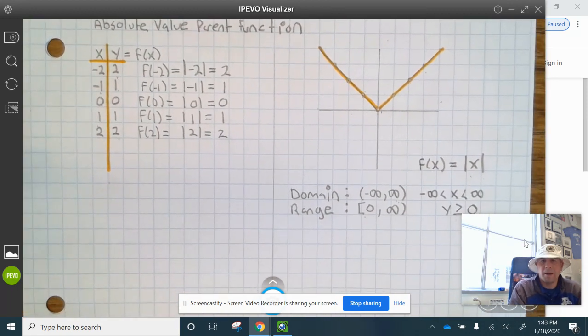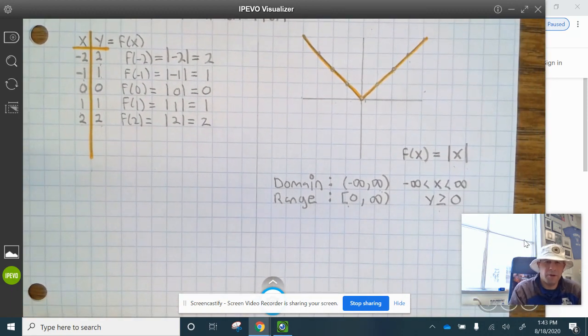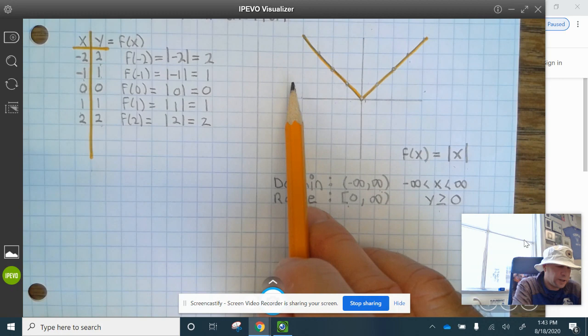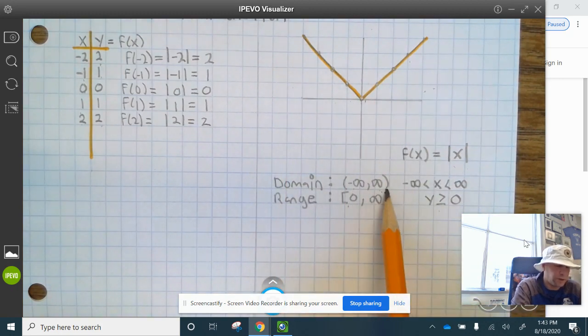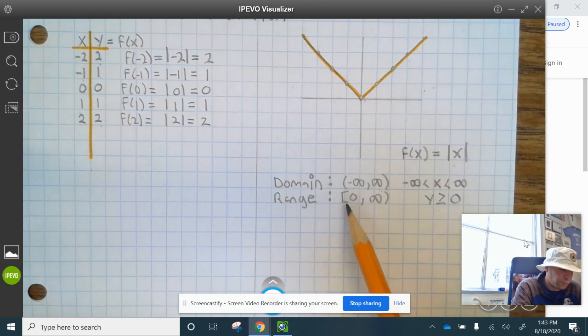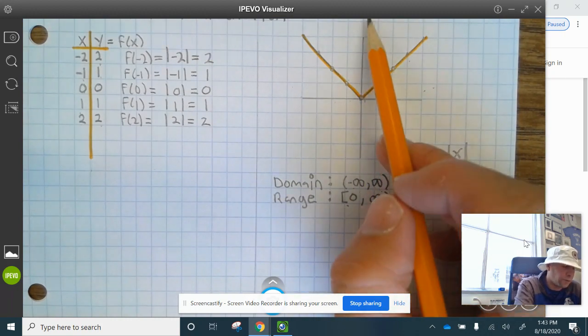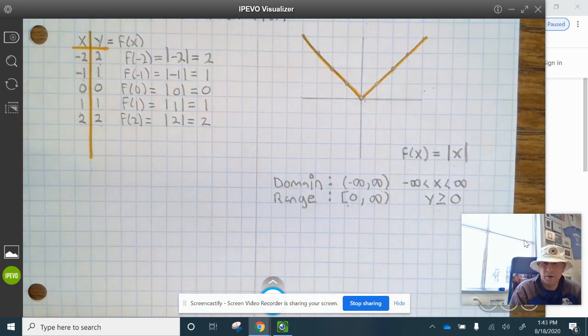Now, the domain is going infinitely in the negative direction and the positive direction from left to right, so the domain is -infinity to positive infinity. The range starts at 0, so it's bracket 0 included, and it's going to infinity. So bracket 0 to infinity. And then I've also included the inequality notation for the domain and range. All right, go ahead and finish the absolute value parent function.